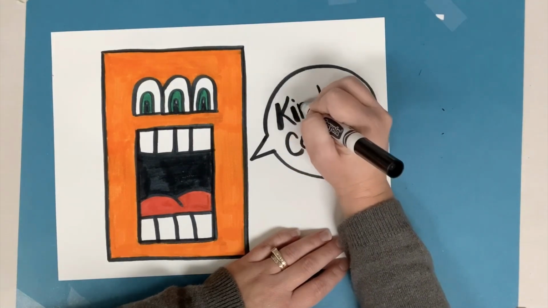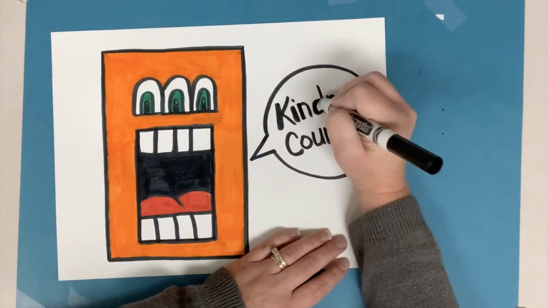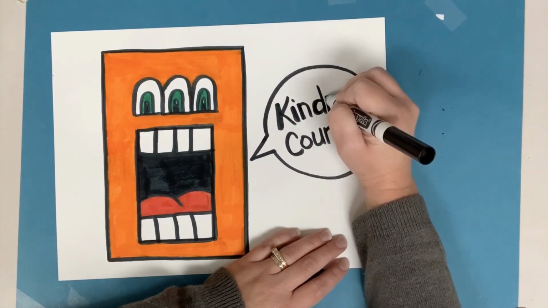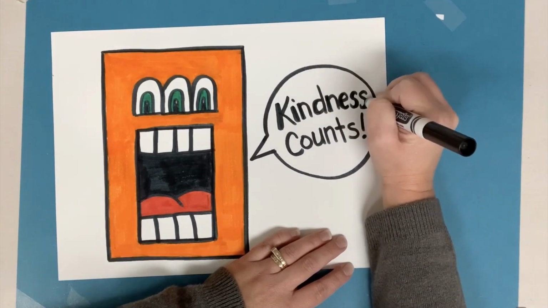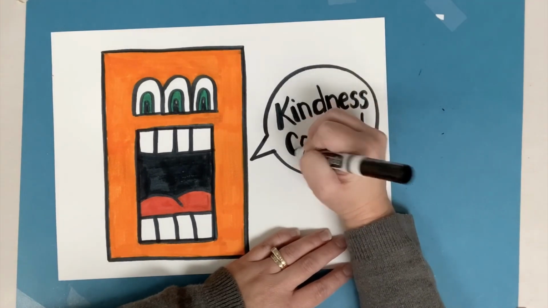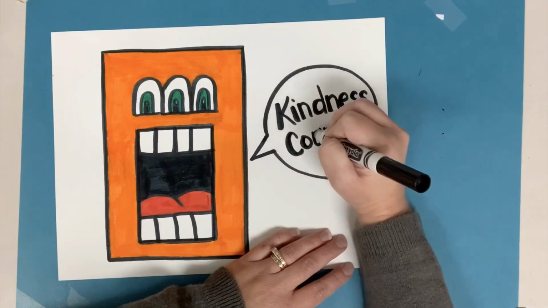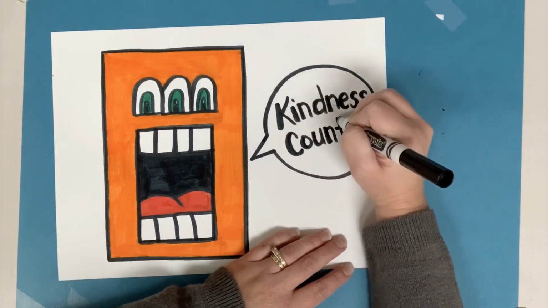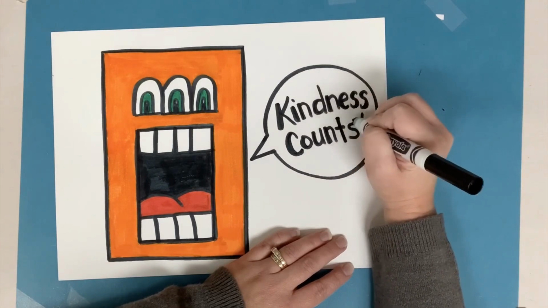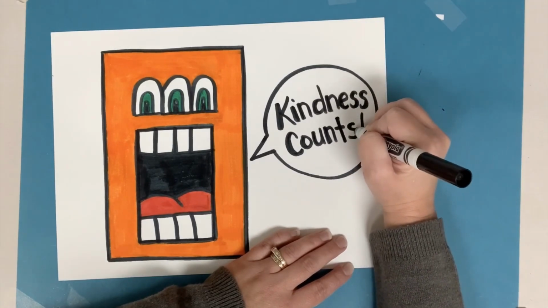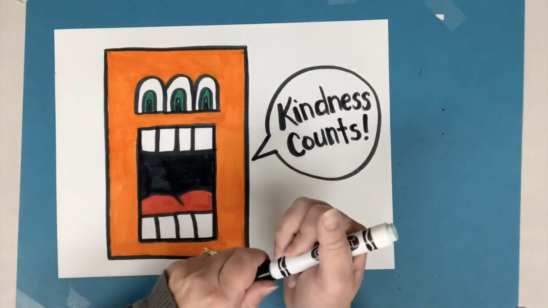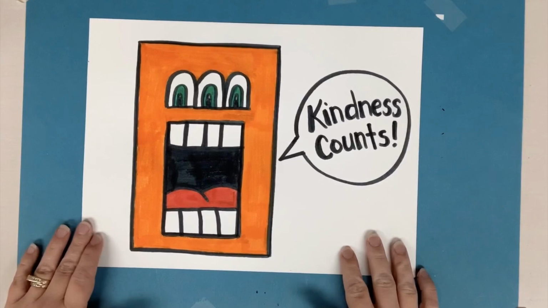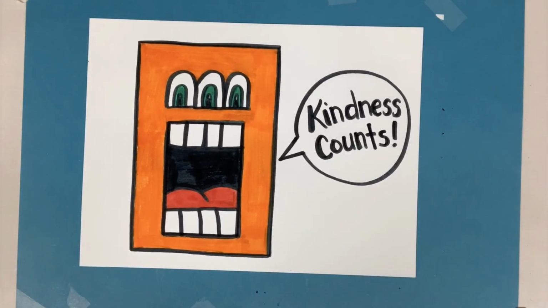If you want to make your letters a little bit more decorative, you can try that. I'm going to darken some little areas of mine, just one side of it, kind of like a shadow, but you don't have to. You can just do regular words too, regular letters. All right. There is my finished Larry Loudmouth, telling the whole world kindness counts, right?